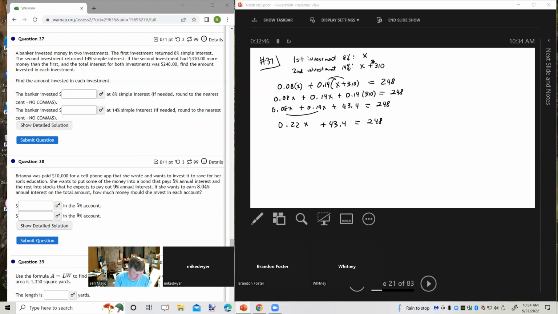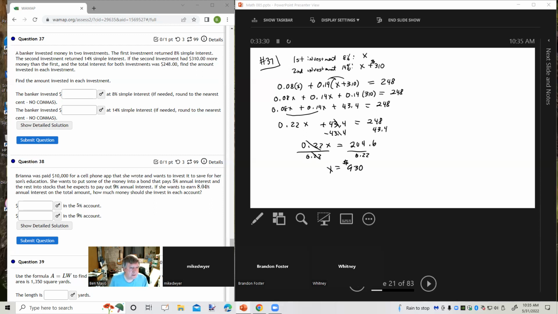Let's see here. Okay, then I'm going to subtract 43.4 from both sides of the equation. And let's see here, 248 minus 43.4 is 204.6. Then I will divide both sides by 0.22. 204.6 divided by 0.22 is 930.